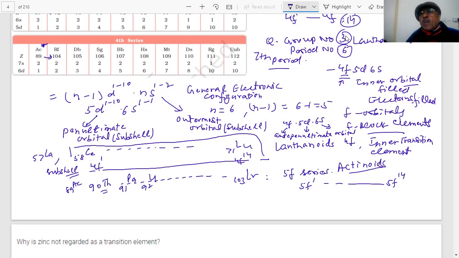A question was given in the paper: what is the group number of actinides and what is the period number? Question: group number and period number of actinoids. Tell me, this is important. It has been asked in the paper. In MCQ, we will give you such questions. What is the group number? Which group are they in?